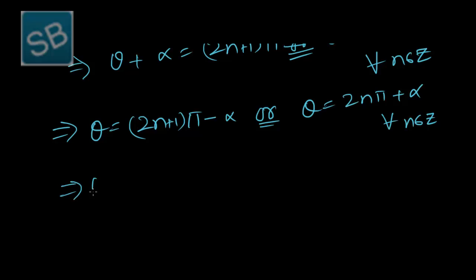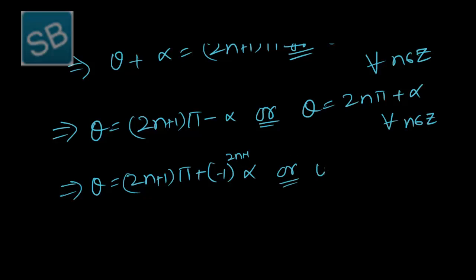That means theta is equal to (2n plus 1) pi plus or minus 1 raised to power (2n plus 1) alpha, or theta is equal to 2n pi plus alpha for all n belongs to Z. That is for even and odd integers. If we see here, it is positive always because there is an even integer, minus 1 raised to power n. We can write here minus 1 raised to power 2n plus 1.